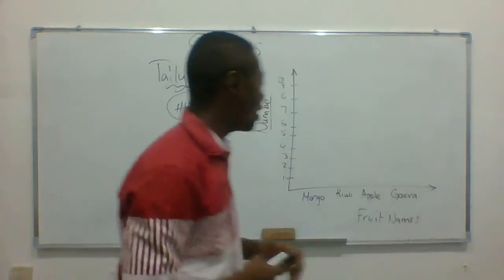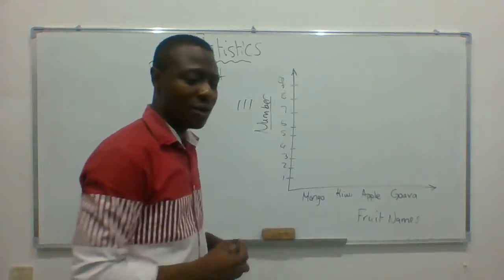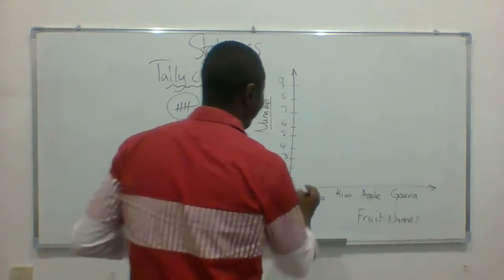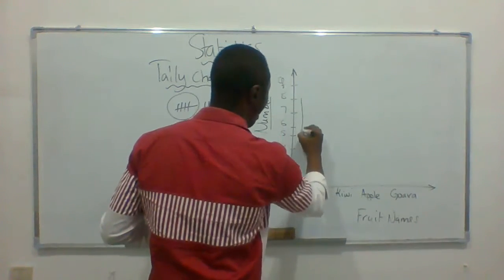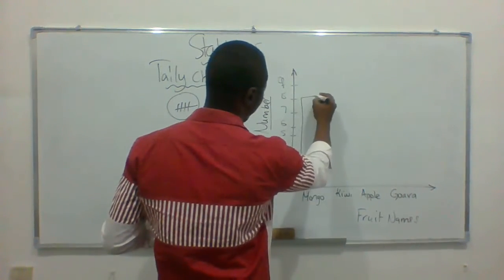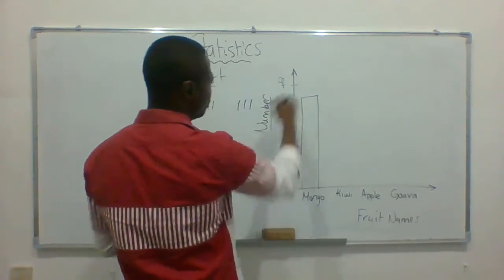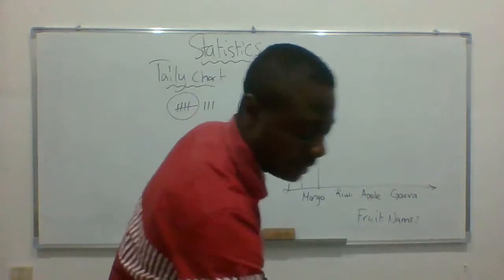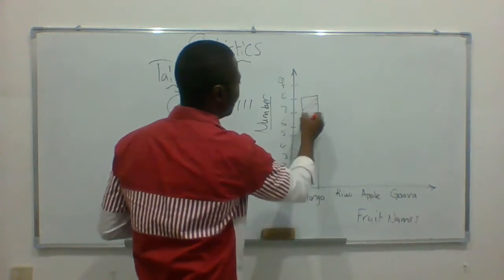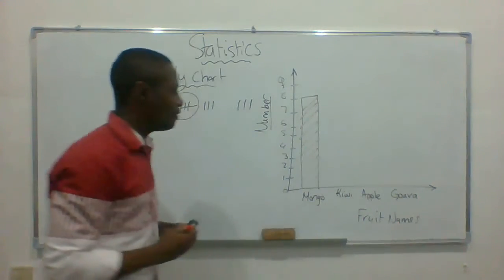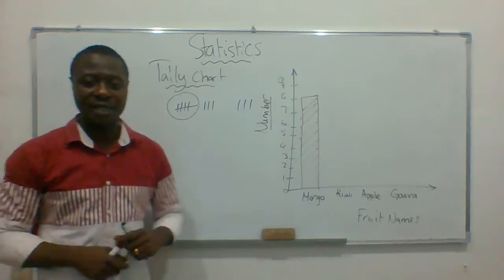So what do I do? I will count how many mangoes. It says there are 8 mangoes. So I need to make sure that I have a bar. It should be a bar. There's a bar that goes from 0 to 8. So this bar represents the amount of the mangoes that I have in the collection.